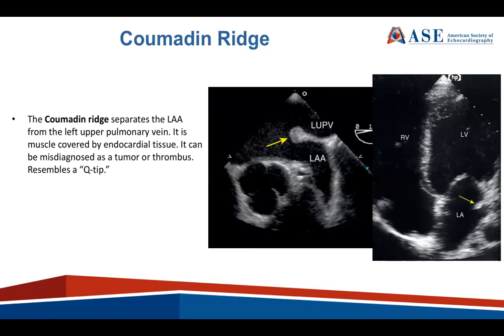You can actually see this occasionally in transthoracic echocardiograms as well, as shown in the right-hand picture over here, where there's a very prominent Coumadin ridge. But this is not, again, an intracardiac mass. And if you did the TEE in that patient, you would see that this is just a very prominent Coumadin ridge. So looking at the motion of these masses with respect to the cardiac cycle is actually very important as well.